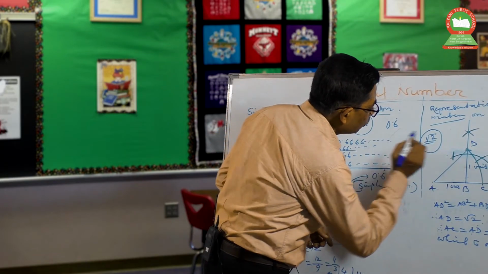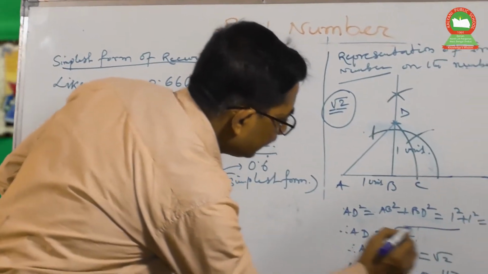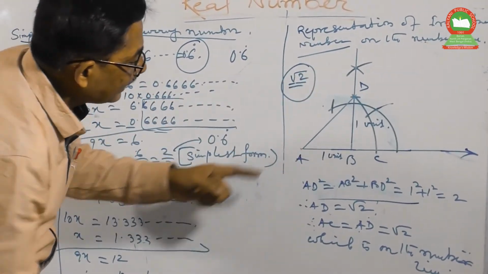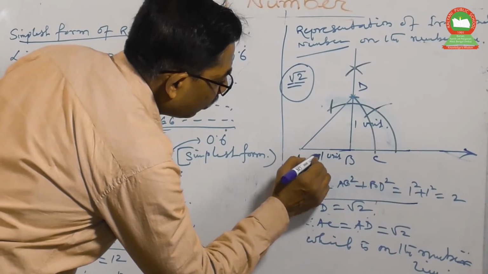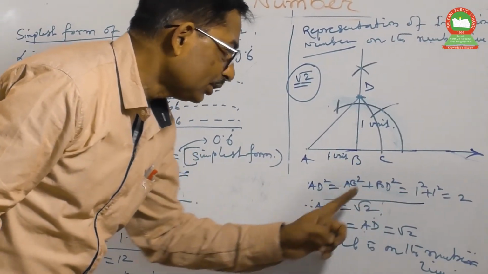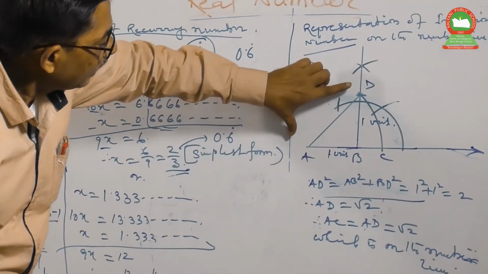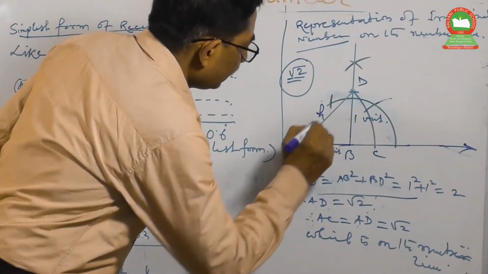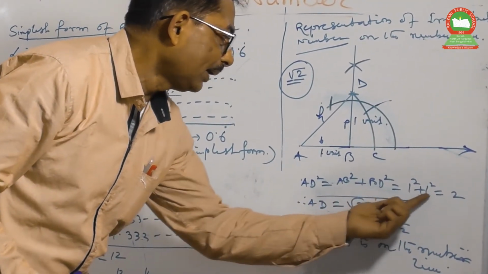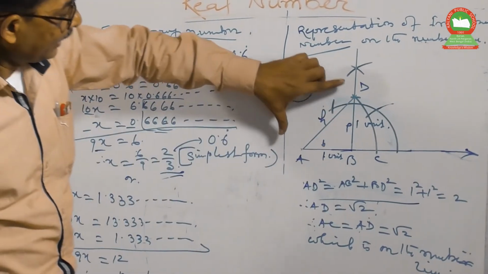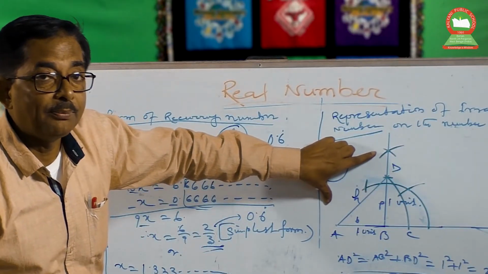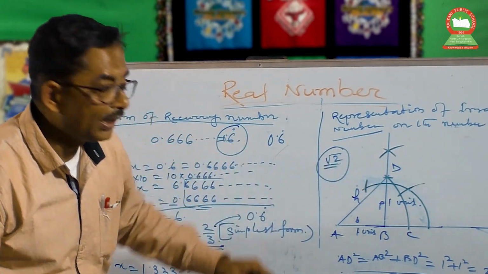Suppose I take root 2 in the form of a right triangle whose two sides are 1 and 1, and with the help of the Pythagorean theorem we can express this. This is the hypotenuse, this is the base and this is the perpendicular. Putting the values 1 and 1, it comes to 2 and the hypotenuse will be root 2.